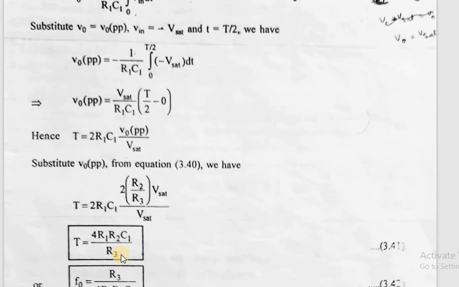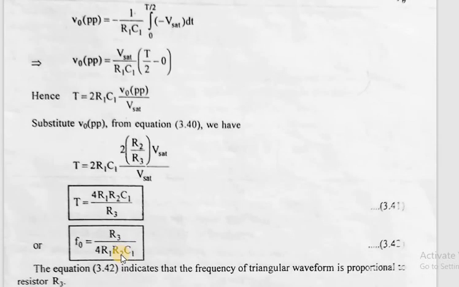So finally we'll be calculating frequency. So we know frequency is 1 by T. So this can be written as F naught is equal to R3 upon 4 R1 R2 C1. So this is the frequency of the waveform, a triangular wave, that is obtained at the output of the integrator.